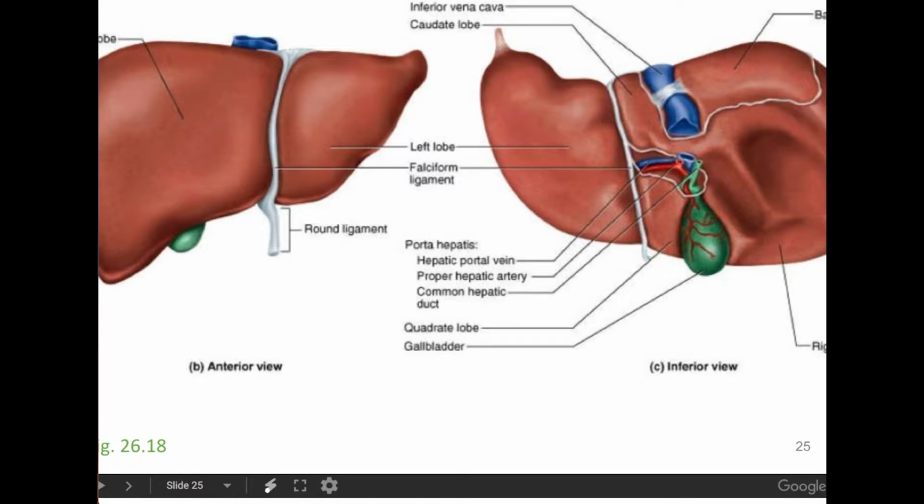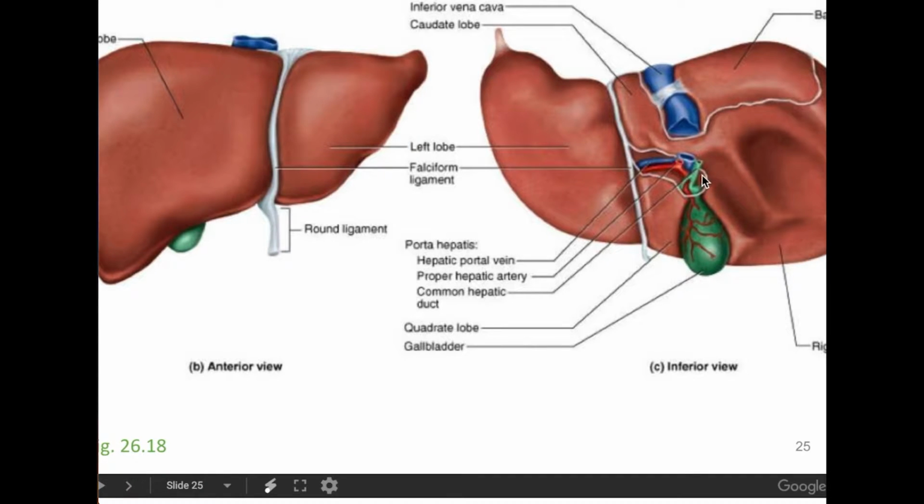Okay, last but not least, table 11-8, the liver. There are 4 lobes of the liver. The biggest one is the right lobe, and this is the left lobe. So this is what you see if you're looking into the anterior view of the abdominal cavity.